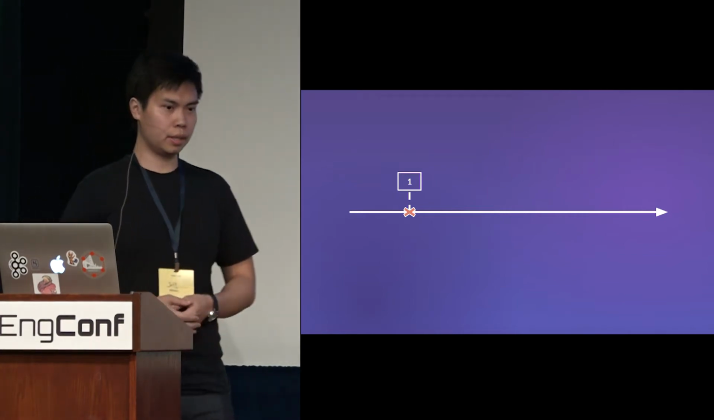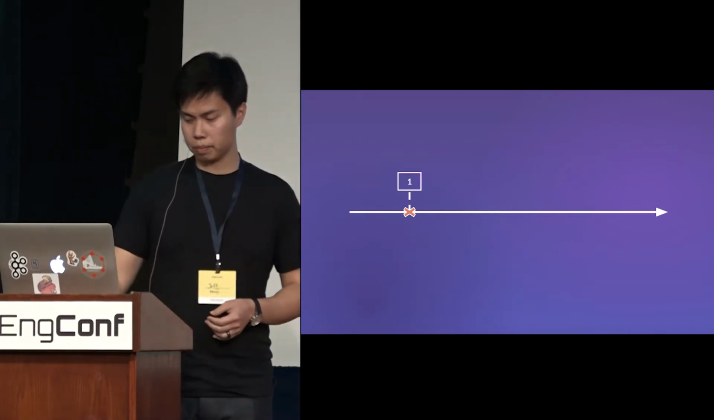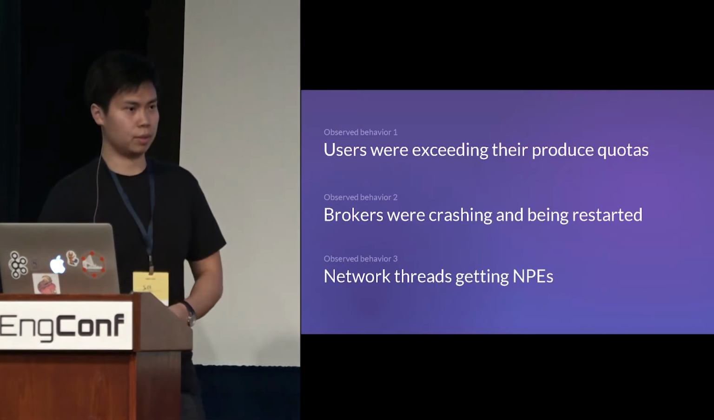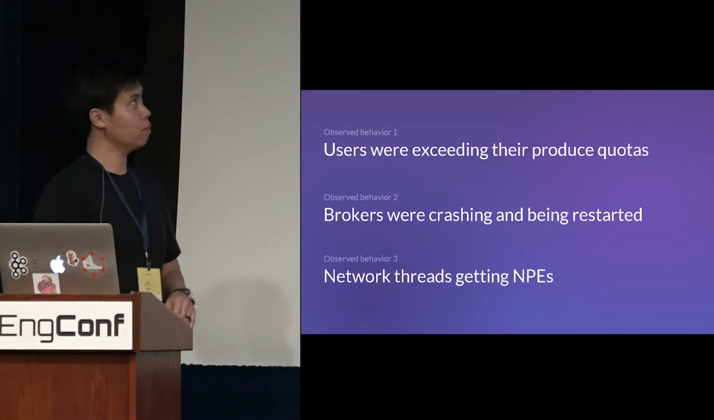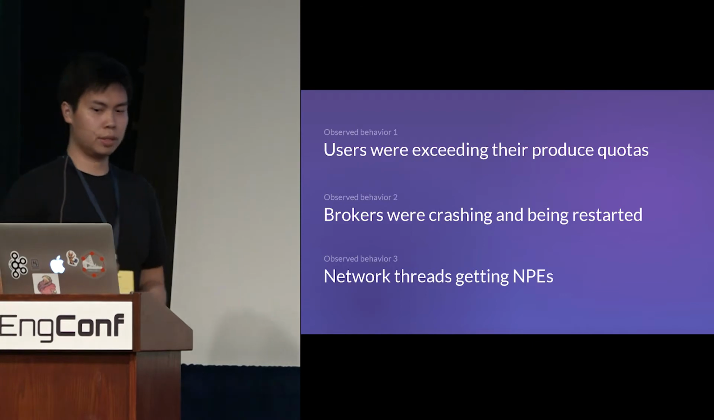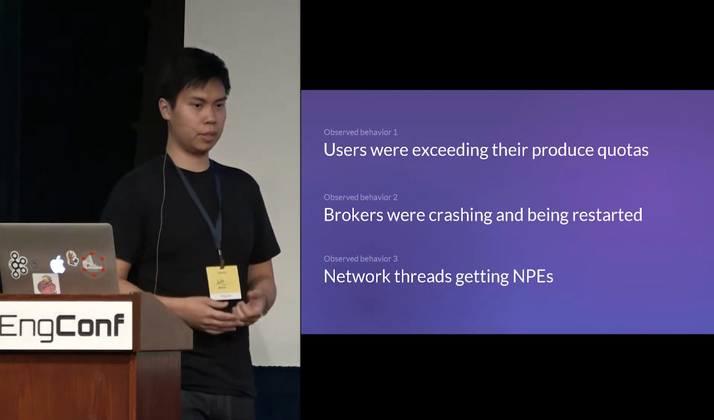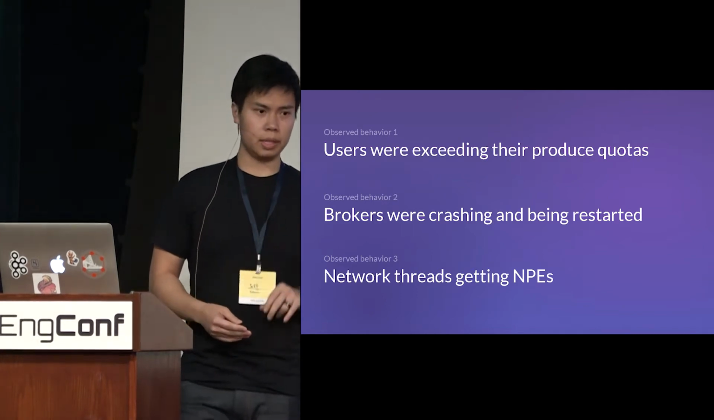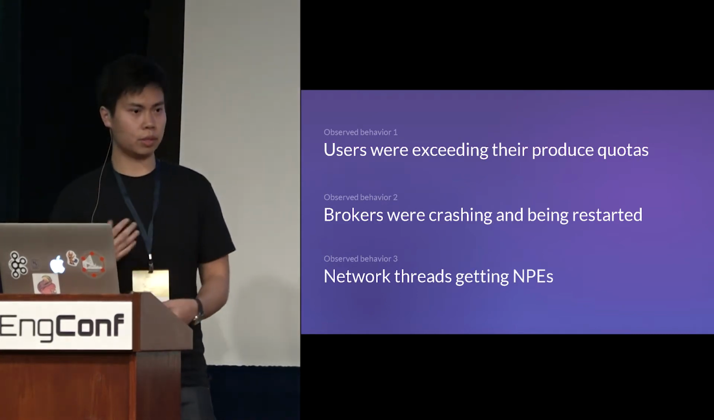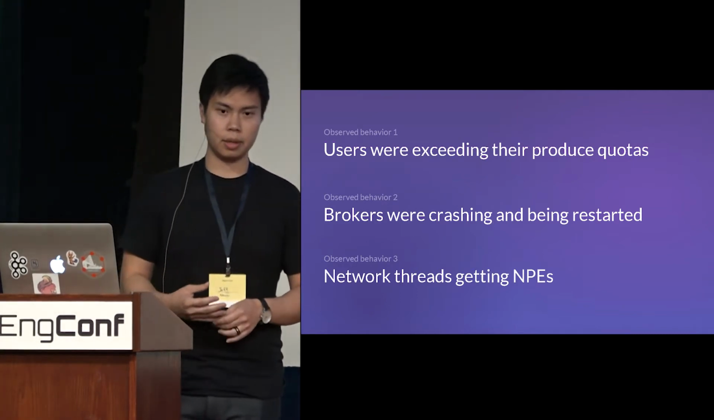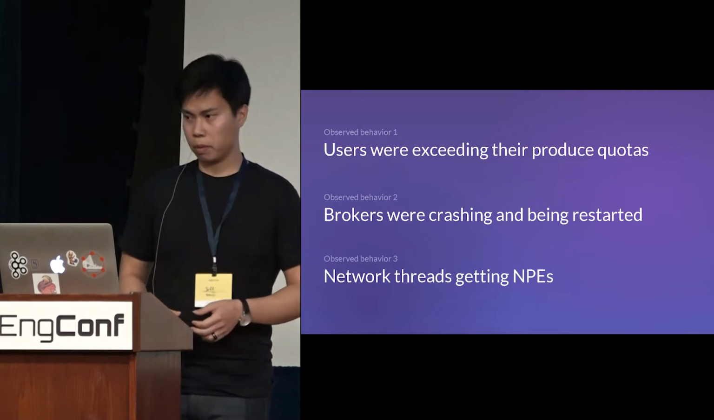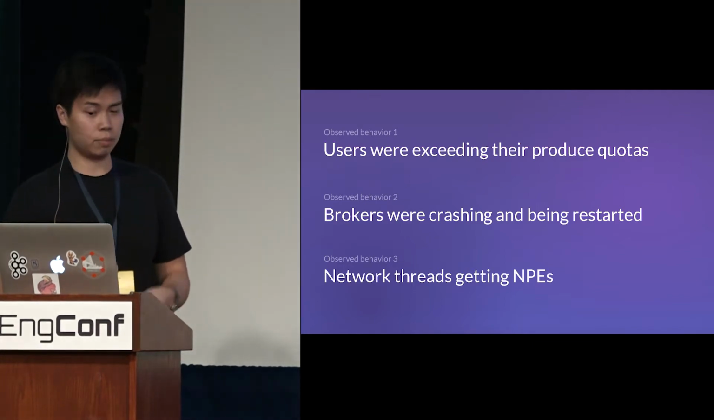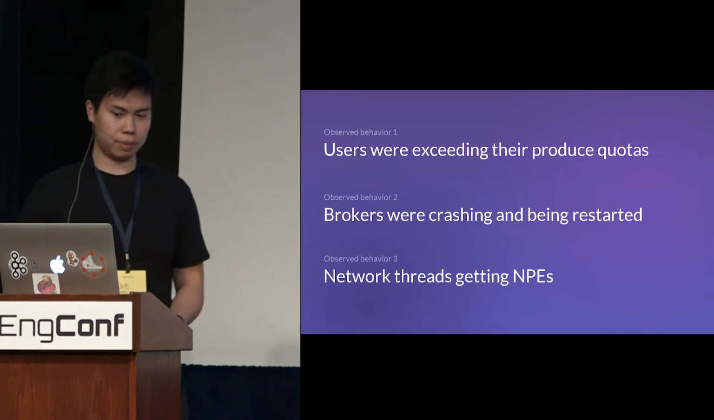So our earliest challenge that we had to overcome had the following observed behaviors. First, we were seeing that users were exceeding their produce quotas for long periods of time, and this was for many users. Secondly, brokers were crashing and being restarted on some regular basis. And to add to that, we were seeing various network threads on the brokers getting null pointer exceptions.